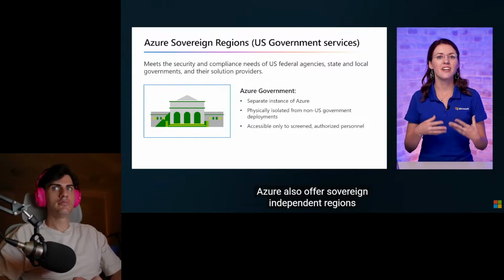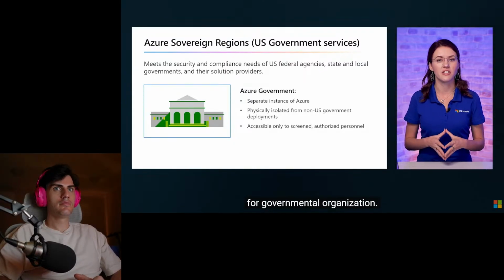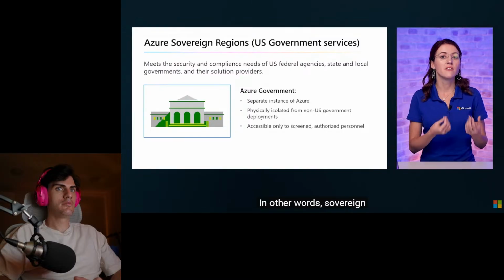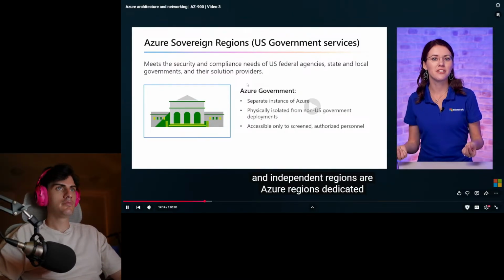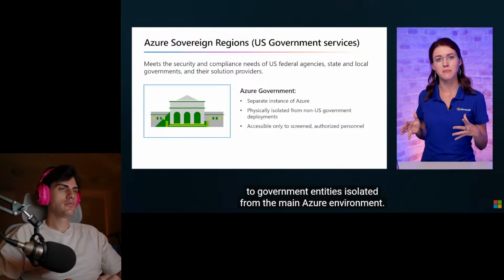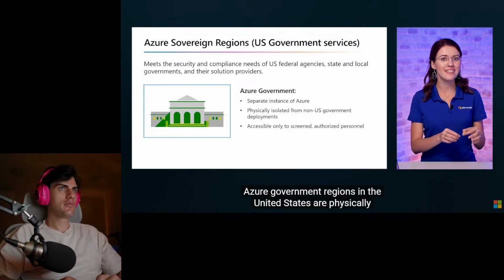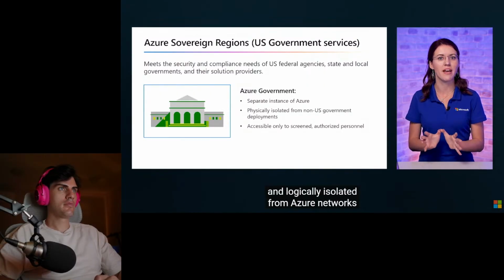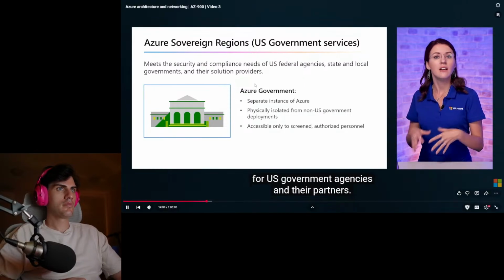Besides the regular regions, Azure also offers sovereign independent regions for governmental organizations. In other words, sovereign and independent regions are Azure regions dedicated to government entities, isolated from the main Azure environment. Azure Government regions in the United States are physically and logically isolated from Azure networks for US government agencies and their partners.